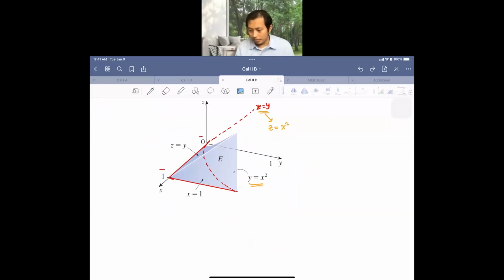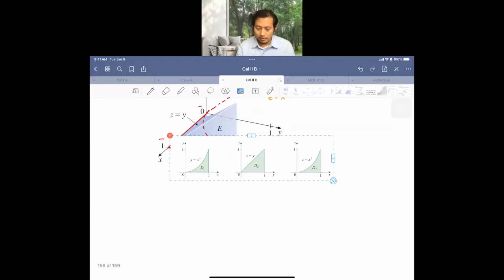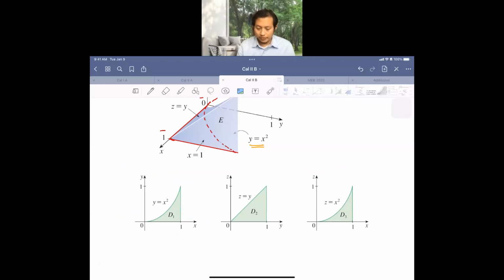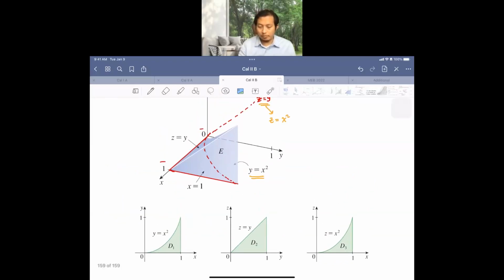Let me just put all the 3 projections. Okay, so first, the easy one is the xy plane. We have D1. Okay, so we have x squared from x equals 0 to x equals 1, right?